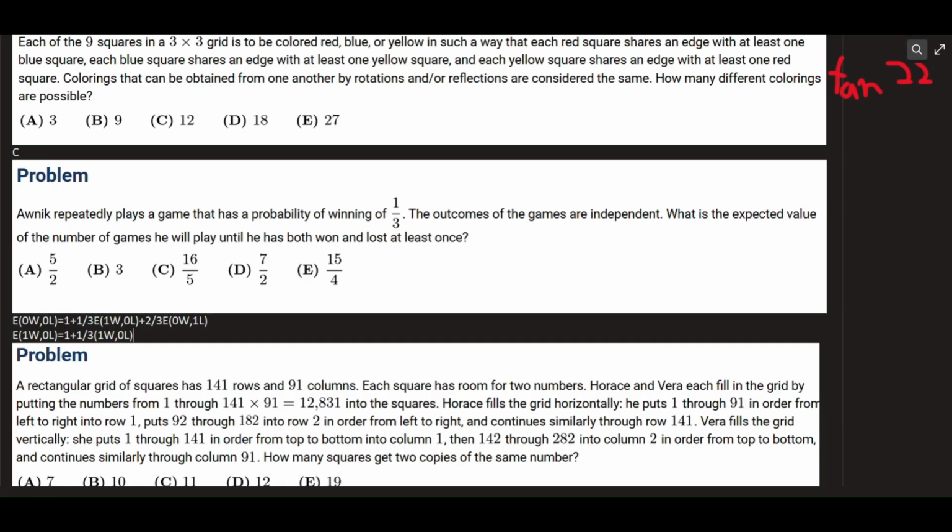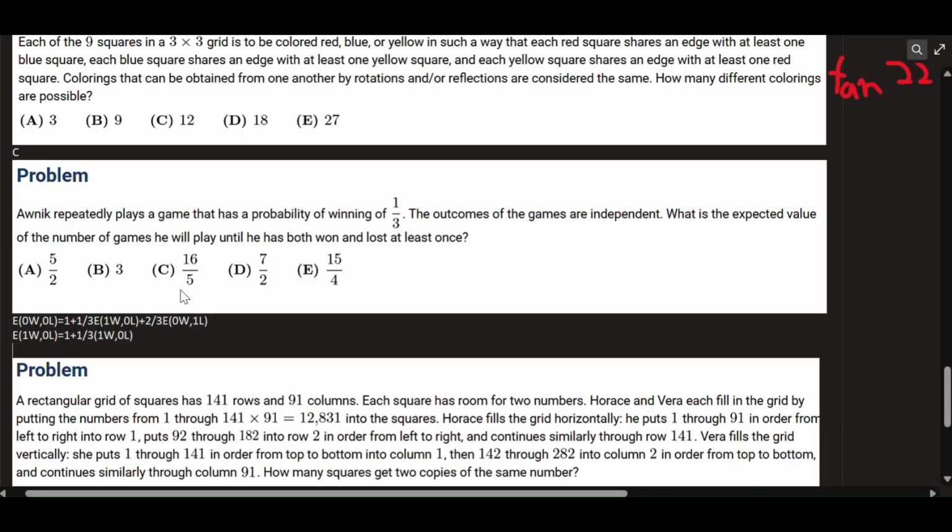And then that's it. And then we also know that if it's at 0, there's a 2/3 chance that we'll win, but then we won't add any games, so we don't have to worry about that. Then we have 0 wins, 1 loss, and that's 1 plus 2/3, 0 wins, 1 loss.